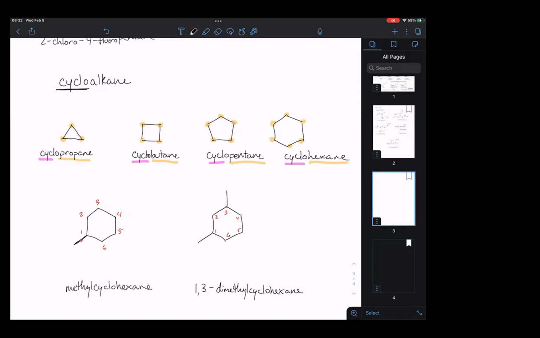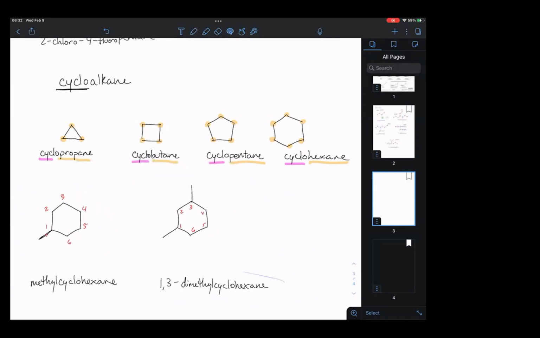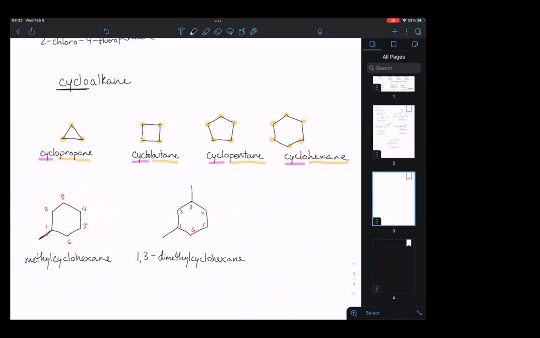Okay, because now, since it's a dimethyl, you could have 1,2-dimethyl cyclohexane or 1,4-dimethyl cyclohexane. You now do have to specify it because those are all different. All right, so the first one would just be methyl cyclohexane. The other one is dimethyl cyclohexane.